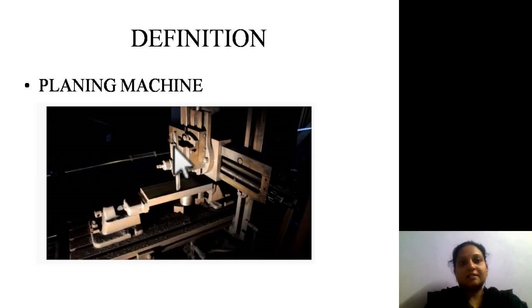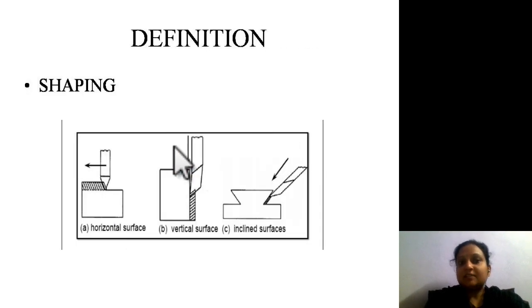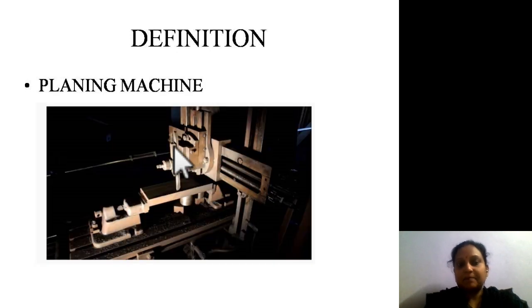Next one is a planing machine. Planing is an operation similar to a shaping operation, but the difference between shaping and planing is that in shaping the tool will be moving and the workpiece will be fixed, but here the tool will be fixed and the workpiece will be moving.